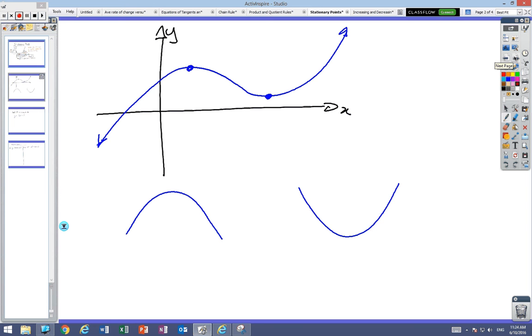Okay, so we can have more than one turning point, and what we've got here is what we call a maximum turning point. I just call it max TP. And here it's turning at the bottom, so we call that a minimum TP.